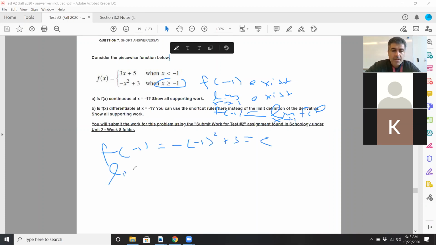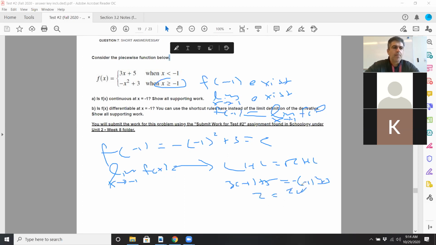just 2, straight up. The limit as x approaches -1 of f of x, that's going to be easy. If you look at the left and right-hand limits, that's going to be 3 times -1 plus 5 equals -1 squared plus 3. 2 equals 2. Boom, there you go. And of course, they equal each other. So that's why f of -1 equals the limit as x approaches -1.